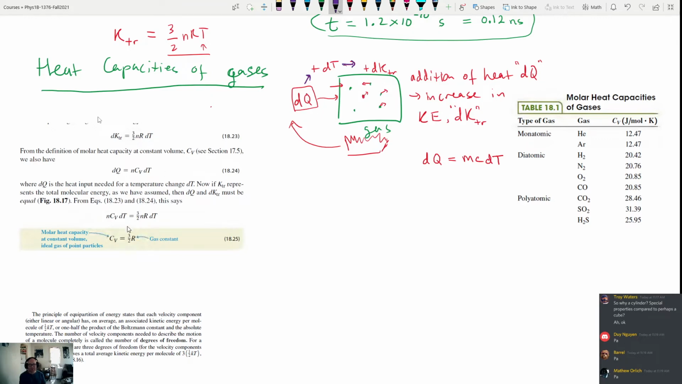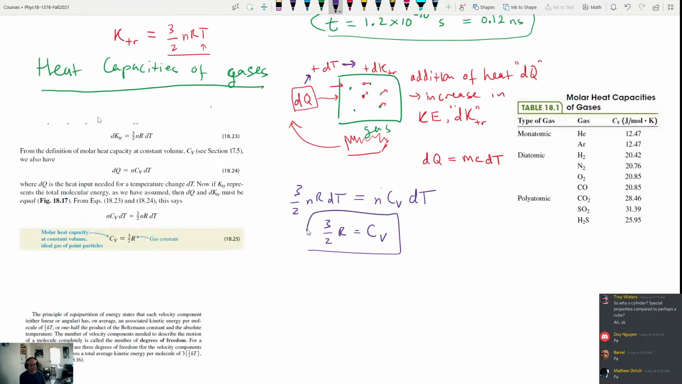So you can equate these two equations, and they've done that here, but I can write it over here. If you take 3 halves n R dT and set that equal to n Cv dT, then everything cancels out except for 3 halves R.